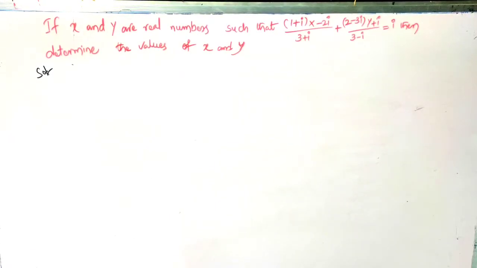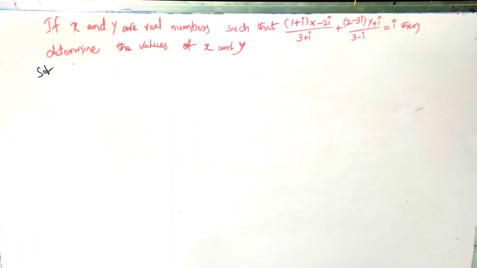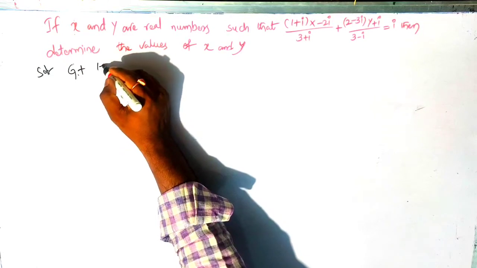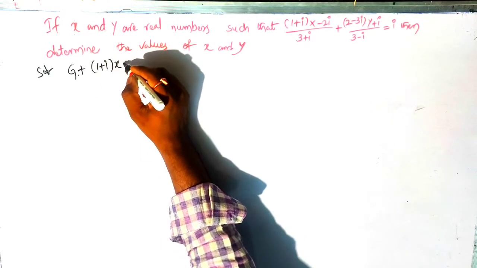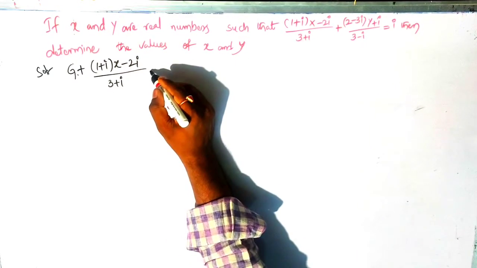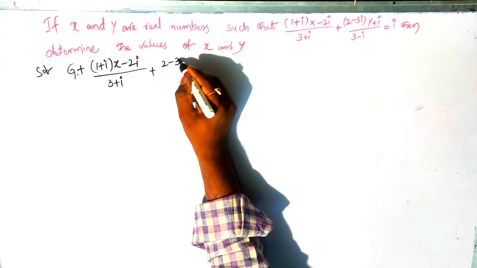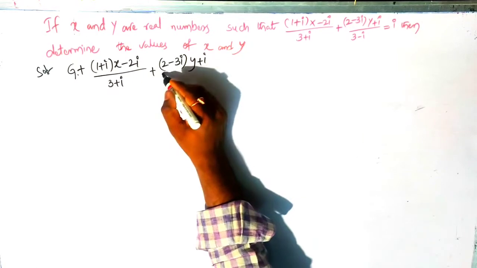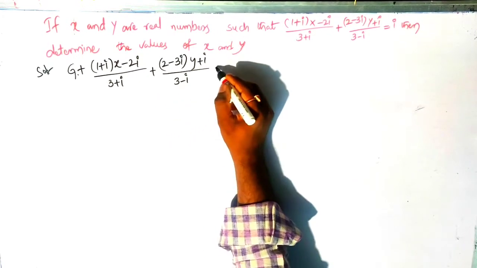Right, next question. If x and y are real numbers such that (1 plus i)(x minus 2i) divided by 3 plus i, plus (2 minus 3i)(y plus i) divided by 3 minus i equals i, then determine the values of x and y. So first of all, given values we write now. Given that (1 plus i) into (x minus 2i) divided by 3 plus i, plus (2 minus 3i) into (y plus i) divided by 3 minus i is equal to what is given here?